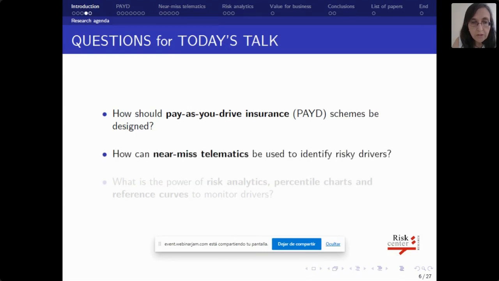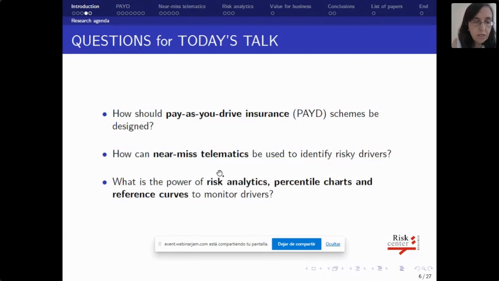The second question is, how can near-miss telematics be used to identify risky drivers? And this is important because we introduce a new concept called near-miss, and I'm going to define what it means, and I'm going to show you the advantage of using near-miss information. And near miss, I'm just going to tell you, it's not an accident, but it's a very risky situation where there was almost an accident, and that information can be used to identify risky drivers.